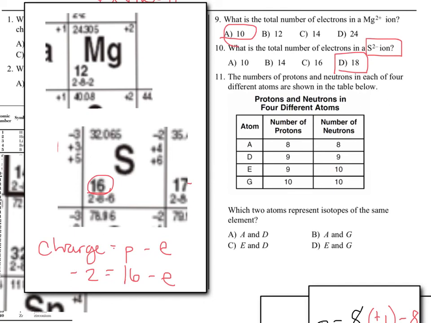The final question asks us to determine which two atoms represent isotopes of the same element. Remember, if we have the same element, we must have the same number of protons. That means that the only two elements that are the same here are the elements with 9 protons. Now these are indeed isotopes because they have the same number of protons but different number of neutrons.